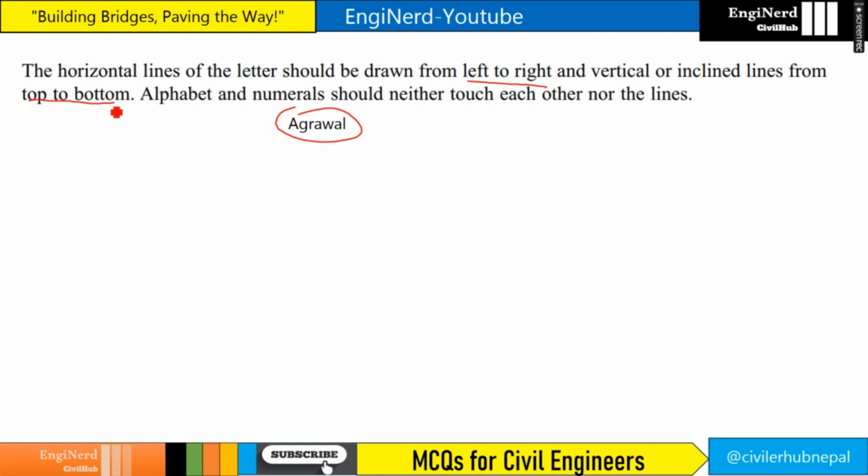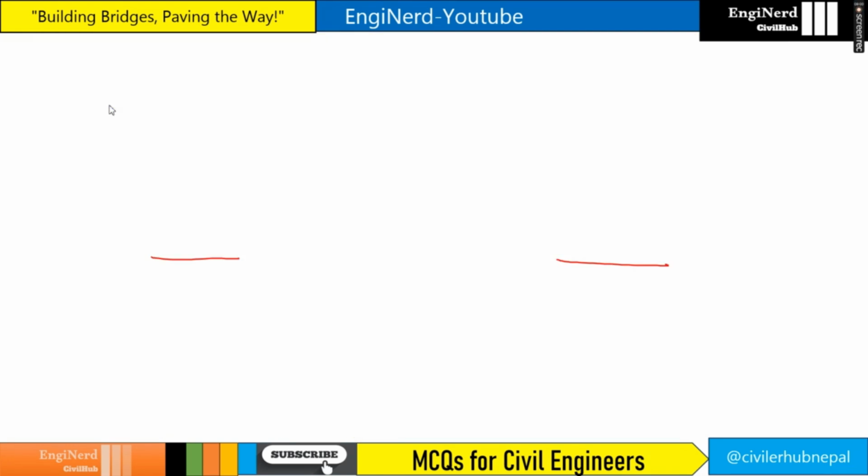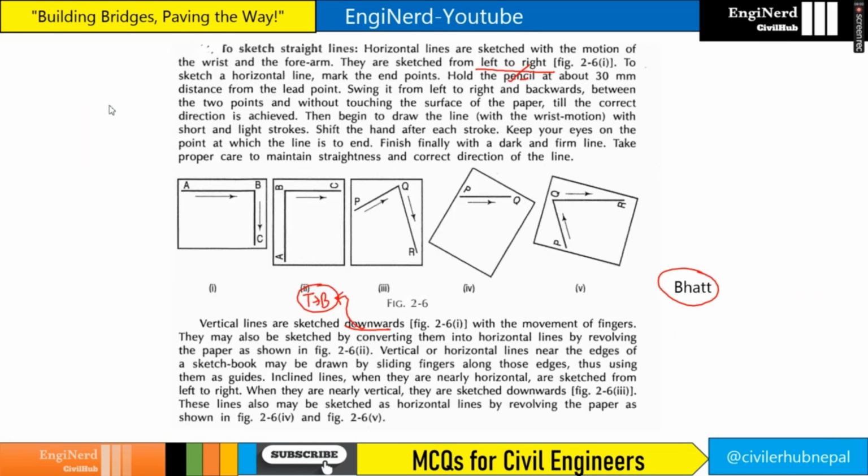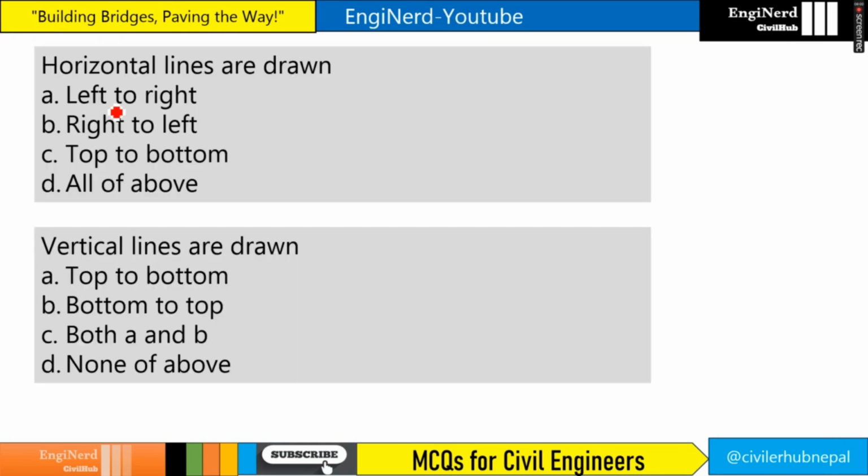So these are the people, they all say that horizontal lines are drawn from left to right and vertical lines are drawn from top to bottom. So what can we conclude from this is horizontal lines are drawn from left to right and vertical lines are drawn from top to bottom.